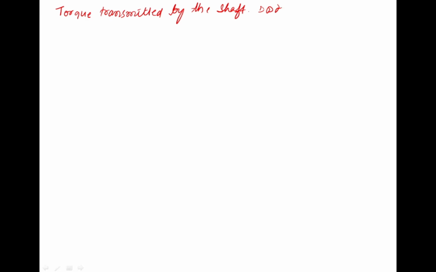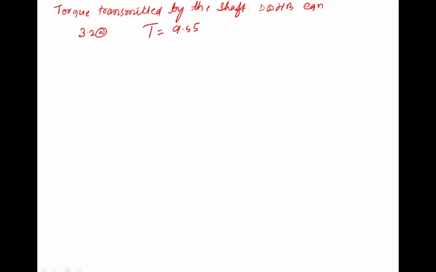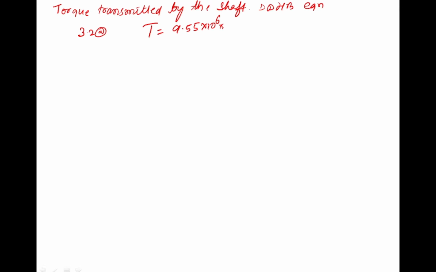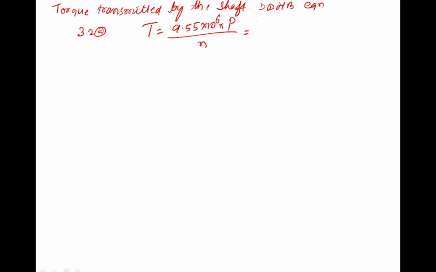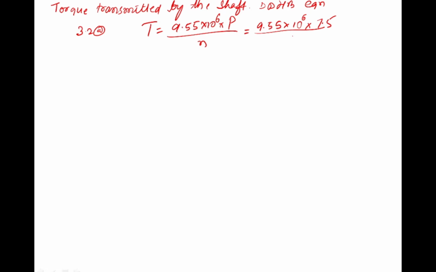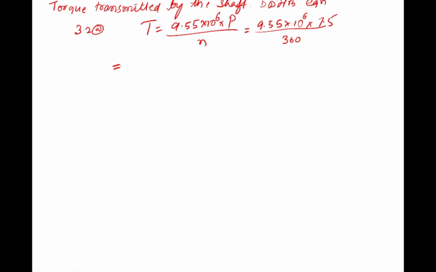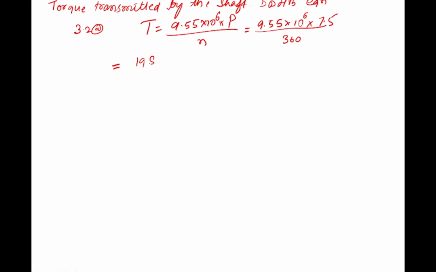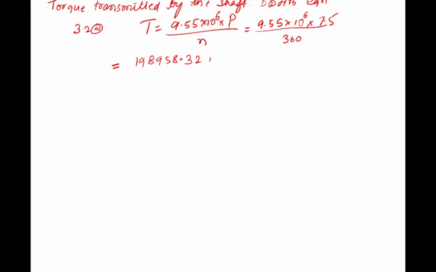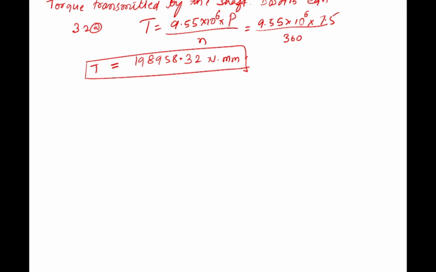Now let us first calculate the torque transmitted by the shaft. Okay, so refer to the design data handbook. T equal to 9.55 into 10 to the power of 6 into P divided by N. So 9.55 into 10 to the power of 6 into 7.5 divided by 360, which gives 198.95. Okay. Now this is what is transmitted by the shaft.